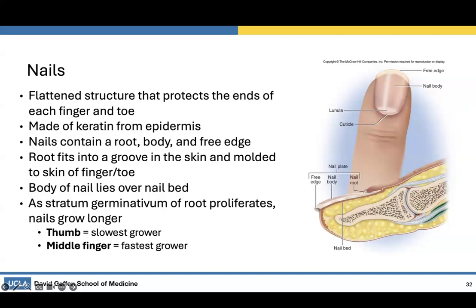The body of the nail lies over the nail bed. The part of the nail plate that grows most actively is covered by a whitish half-moon shaped lunula, where epithelial cells divide and become keratinized. As the stratum basale of the root proliferates, nails grow longer. The nail on the thumb grows the slowest, while the nail on the middle finger grows the fastest.